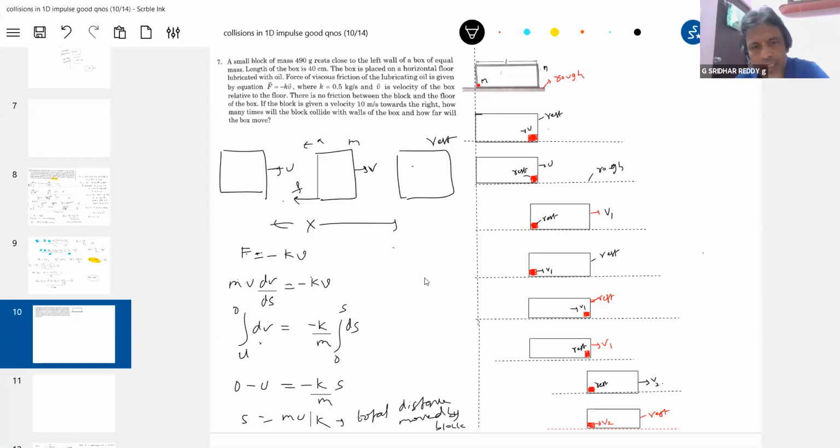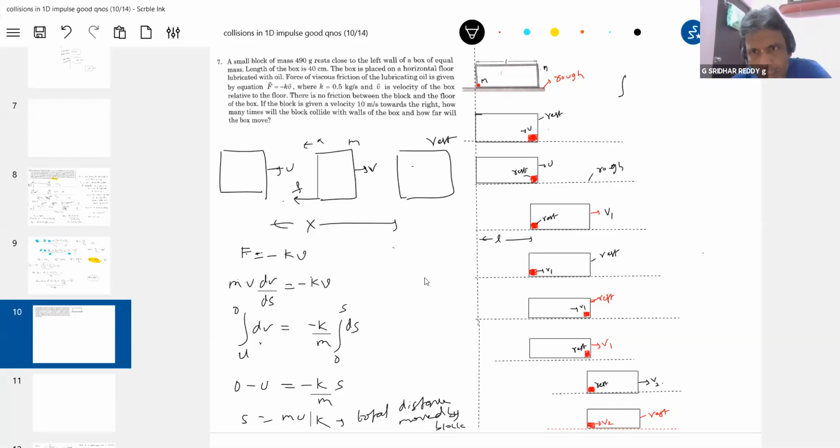Whose help should I take? Let's do one thing. Can we calculate V1? L is the length of the box, given. So how much distance does the box move? I think the diagram is helping us a lot. So how to calculate V1?